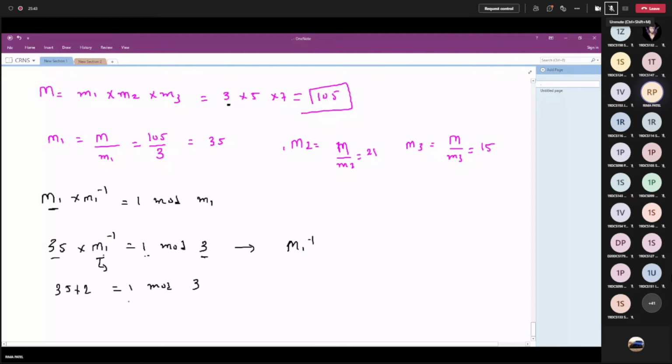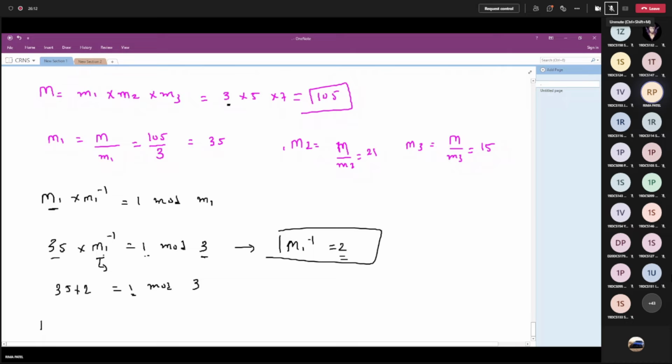Multiplicative inverse, how to find it? This is the simplest way. One more trick I have also told you, right? You need to remember and understand when to apply and where to apply. So the M1 inverse value will be 2, because if you do 70 by 3, you get the remainder 1. Sorry, the remainder will be 1. M1 inverse value is 2.